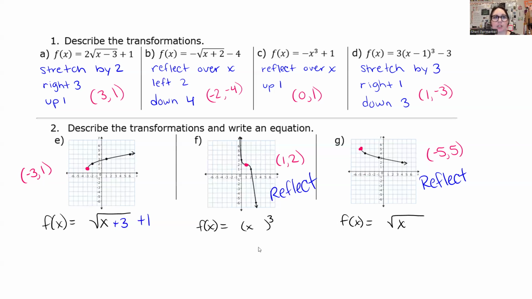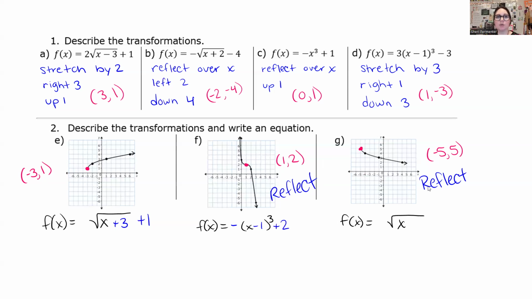For my second equation, I reflect, so I need to have a negative out front. There's no stretching, so all I have out in front is a negative. For my H and K, I'm going to plug in -1, 2. So -1 and +2, sorry. And they go in that order.